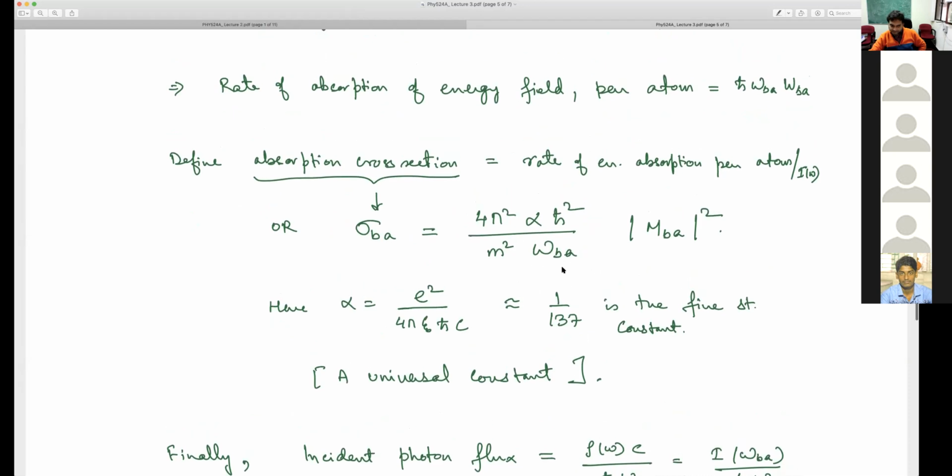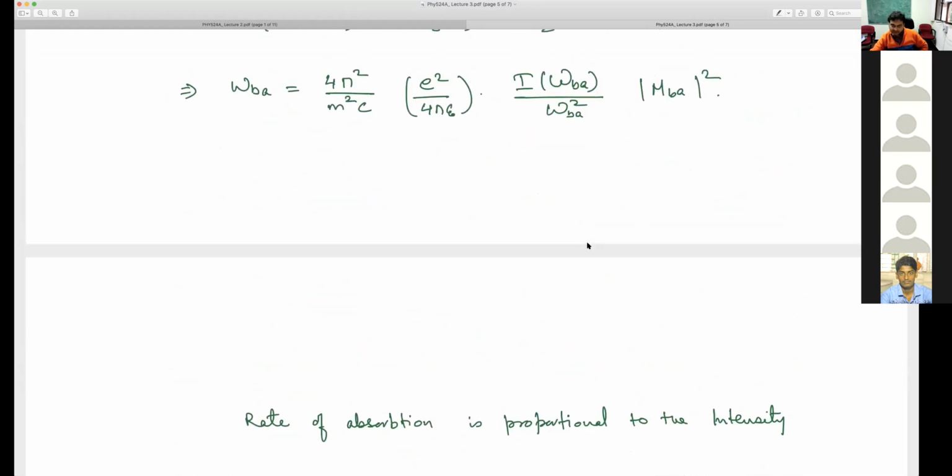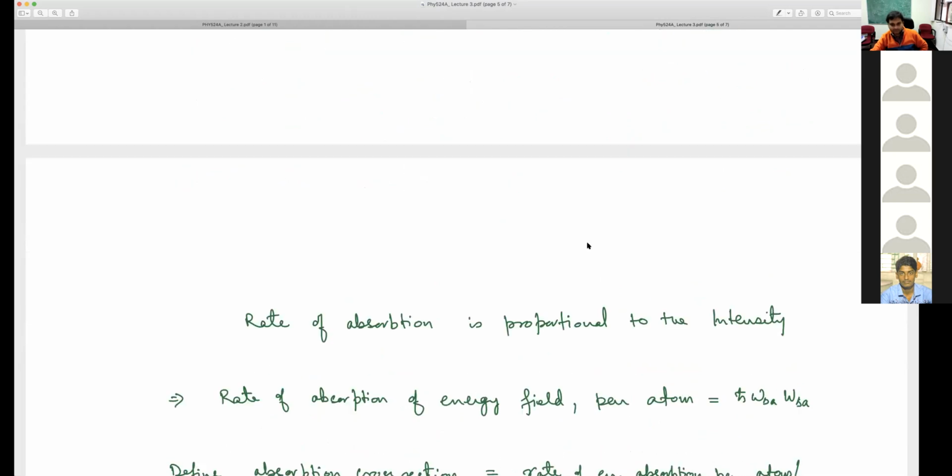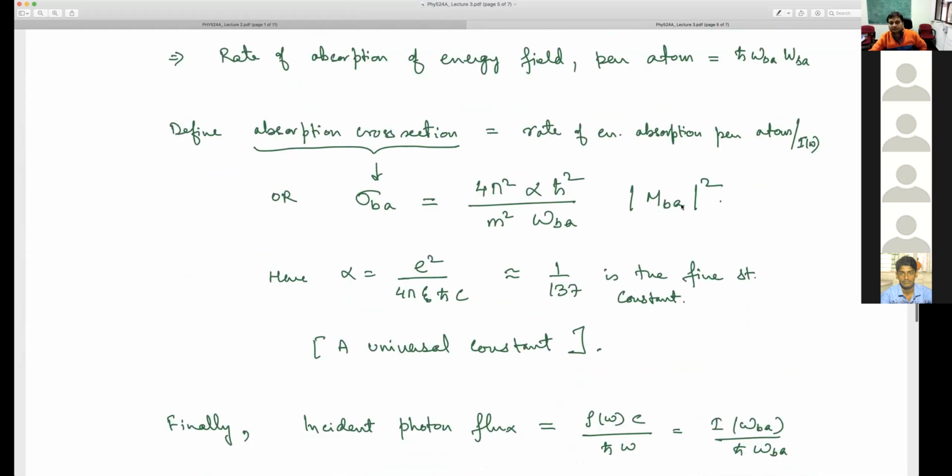Again there seems to be a typo here, in the omega BA whole square. So if the intensity goes away, then the cross section is equal to this quantity 4 pi square by m square into this quantity alpha. So it's not a multiplication. I get a new constant alpha times h square divided by m square omega BA and times mod this optical matrix element whole squared.